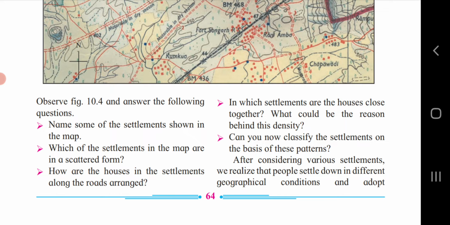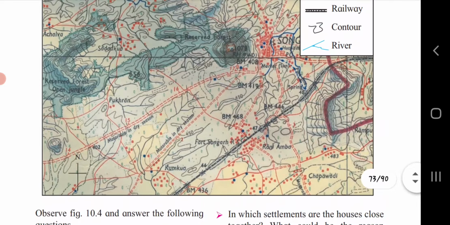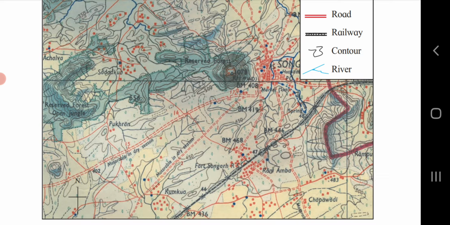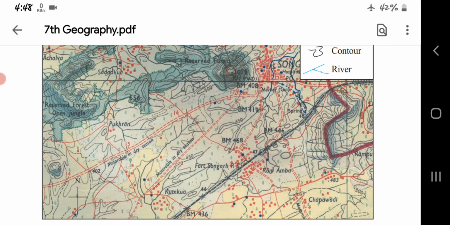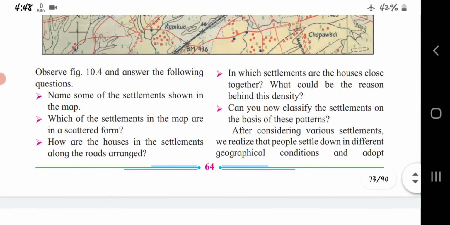In which settlements are the houses close together? What could be the reason behind this density? If you will see again the map, you can get the answer for this question. This region has plain area, and also the falls near the river that makes the location suitable for agriculture. Again, the hospital, market and post office are there. Roads near to the settlements are aids to trade and transport. The region has easy access to railway. So all this can be the reasons for the houses in the settlement of Songarh being close to each other.